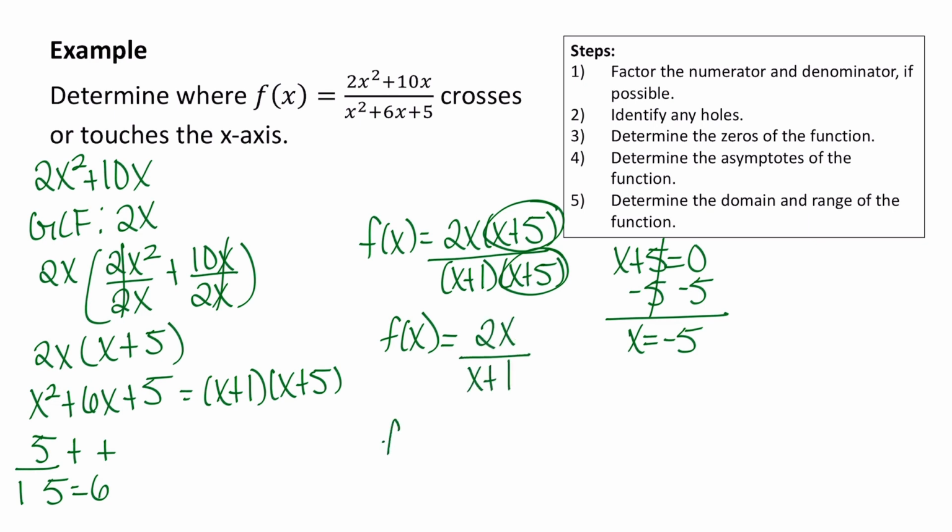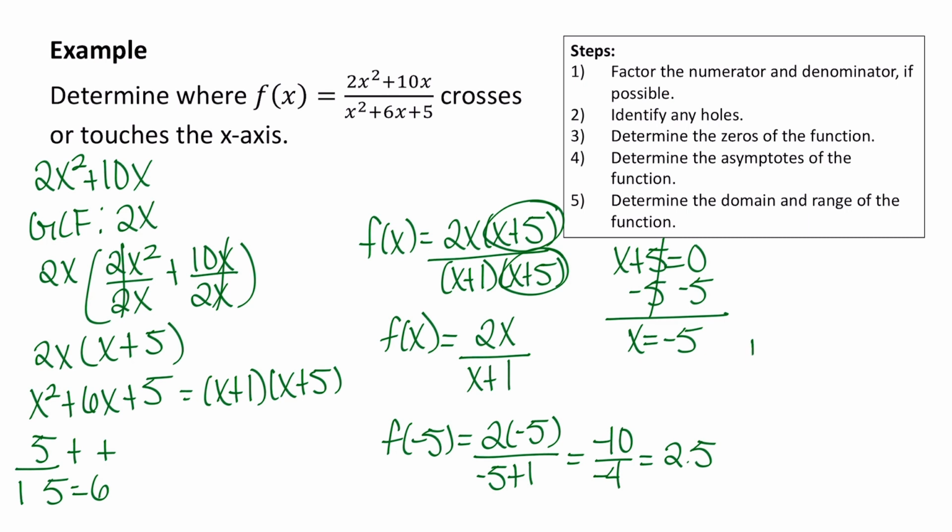If we plug in -5, we have f of -5, which is 2 times -5 over -5 plus 1. So that's -10 over -4. So that is going to be 2.5, because that's 5 over 2. And so that is the y coordinate of the hole. So we have a hole at -5, 2.5.